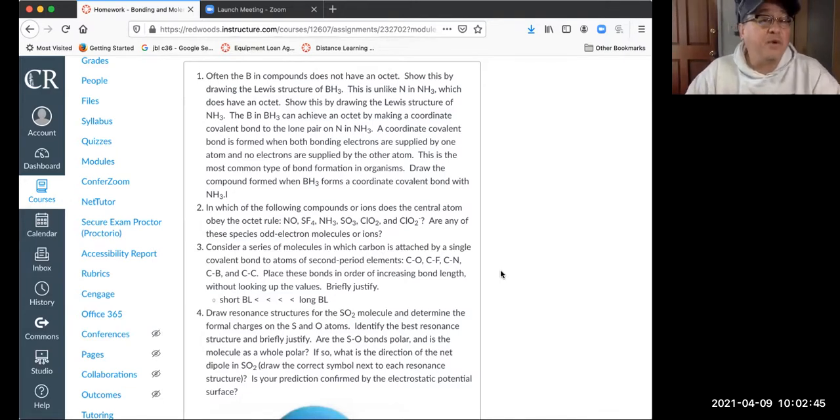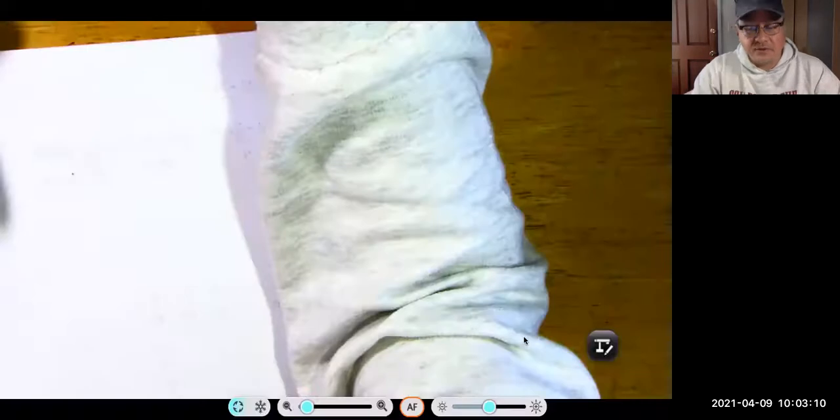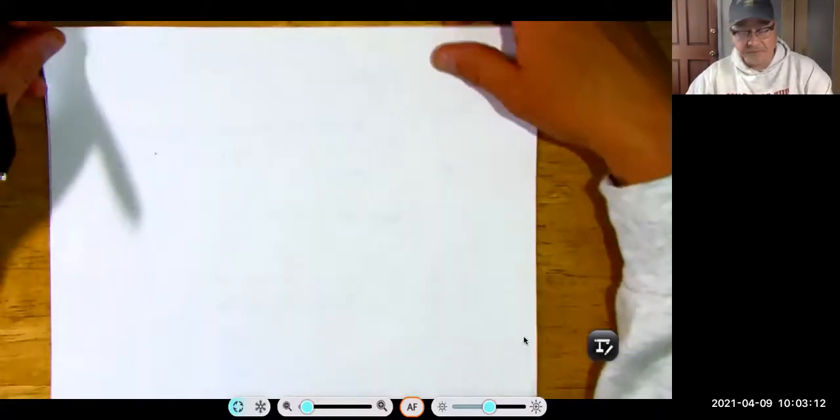Okay, so often the boron in compounds does not have an octet. Show this by drawing the Lewis structure of BH3. This is unlike nitrogen in NH3, which does have an octet. Show this by drawing the Lewis structure of NH3. So I'm going to switch screens and we'll do the first two parts, which is basically to draw the Lewis structure of BH3 and of NH3.